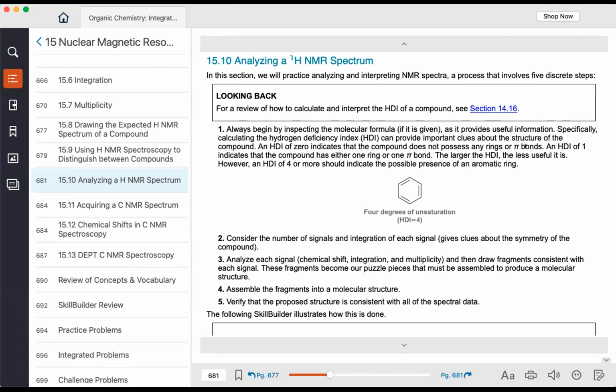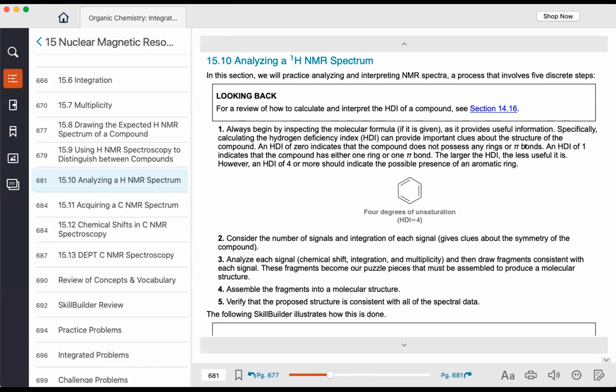Next, look at each chemical shift, the integration, and the multiplicity, and draw molecular fragments that are associated with these signals. Once you've done that, assemble the fragments into a molecular structure. And once you've assembled them, verify that the proposed structure is consistent with all the spectral data. 5 easy steps to figuring out what a structure might be from its NMR spectrum.